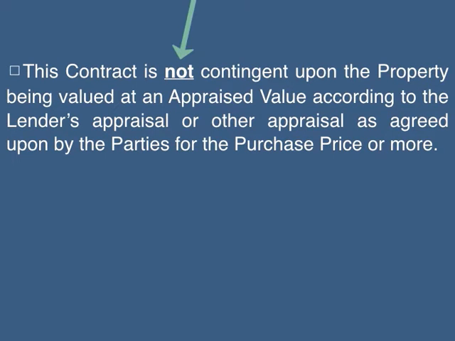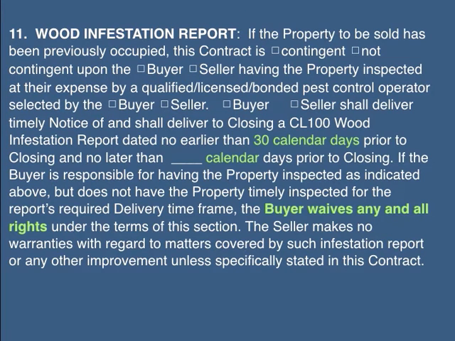Next, we have the section where you check a box if it is not contingent on the property being valued at the appraised value. This is not. The other paragraph was it is contingent. Whatever the buyer wants to do, you check a box. Next, we're going to look at the wood infestation report, more commonly known as a CL100, a termite letter. If the property to be sold has been previously occupied, this contract either is contingent or it's not contingent upon getting the CL100. So first of all, you need to check the box. It is contingent or it is not contingent. Please, if you have a buyer client, always highly recommend that they make the contract contingent upon CL100.